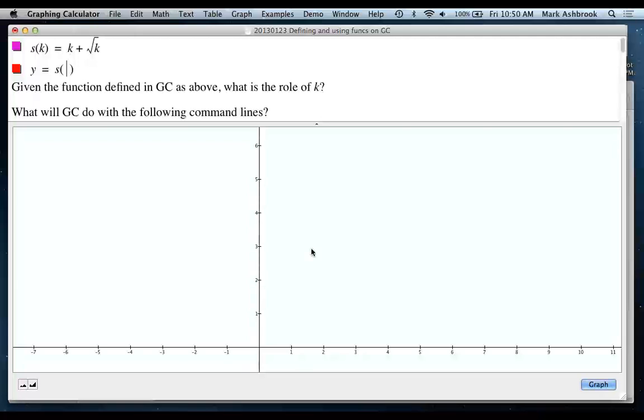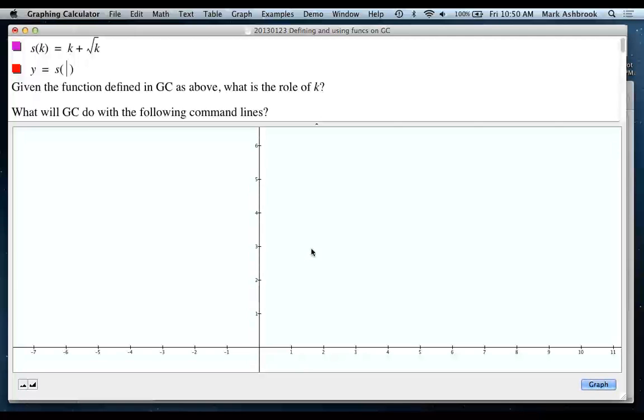Somebody here. Jacob, tell me what's going to happen. I'm going to put y equals s of k. Nothing will happen. You should put s of x if you want to graph. If I want the graph, I should put s of x. All right, we'll come back to that. What's going to happen if I put s of k?